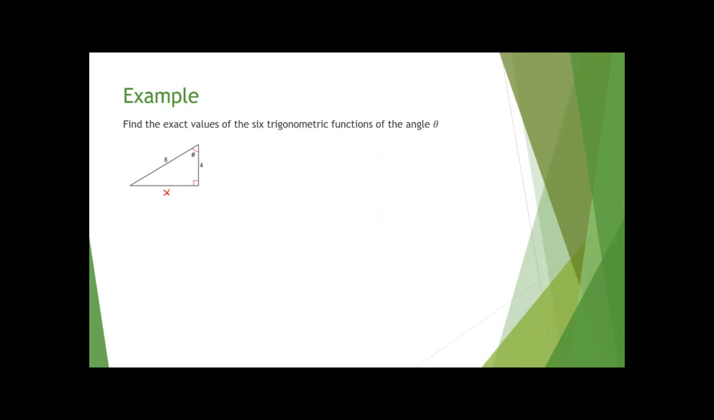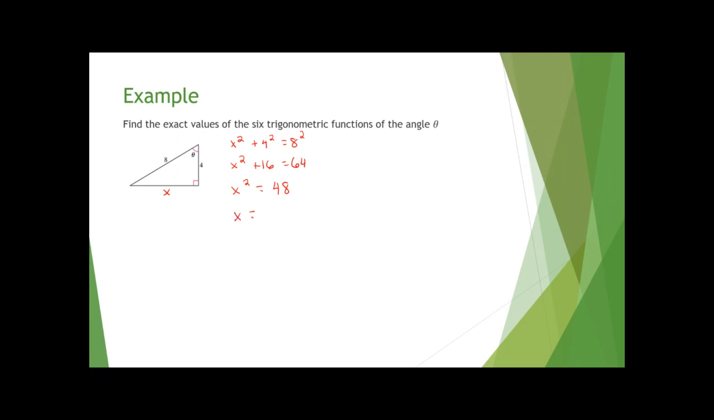So I'm going to use the Pythagorean theorem, which is a squared plus b squared equals c squared. So x squared plus 4 squared equals 8 squared. So x squared plus 16 equals 64. And then I'm going to subtract 16. X squared equals 48. So now I'm going to take the square root of both sides.